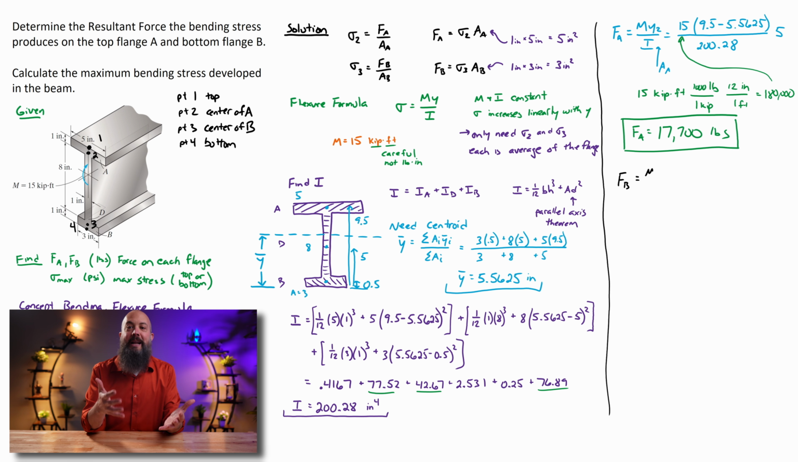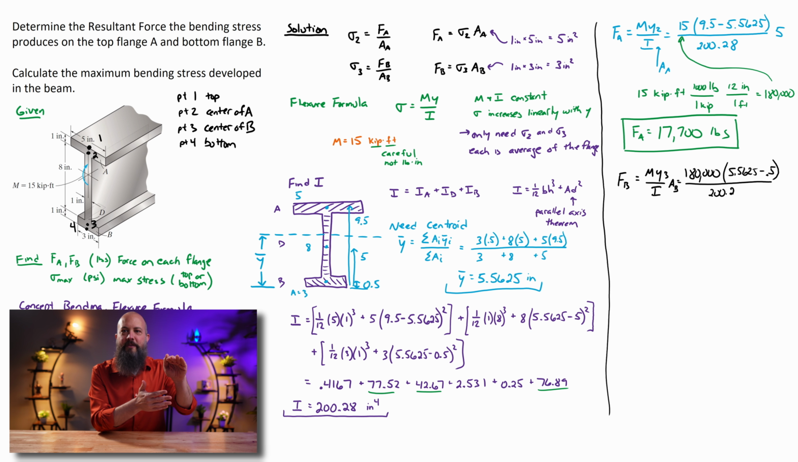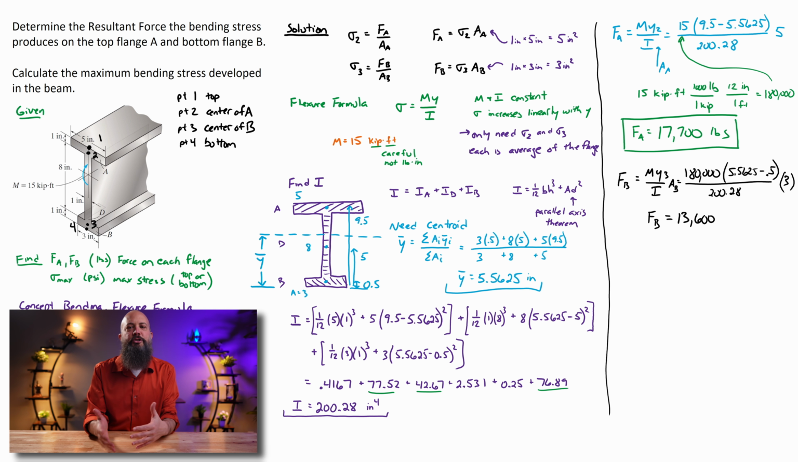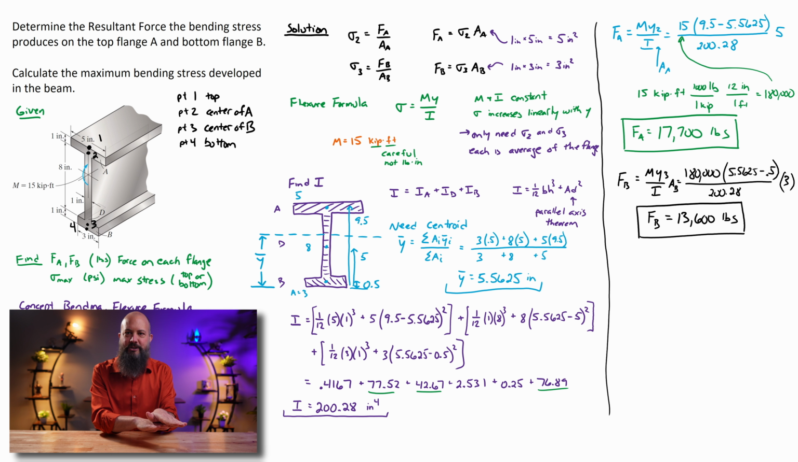And for the bottom flange, we still have the same moment, which I'll just go ahead and write in this time as like 180,000 since I've already done the unit conversion. The distance, that 5.56 minus 0.5, the distance from the centroid down to the center of the bottom flange. And of course, multiplying by the area, 13,600 pounds is the total force on the bottom flange.